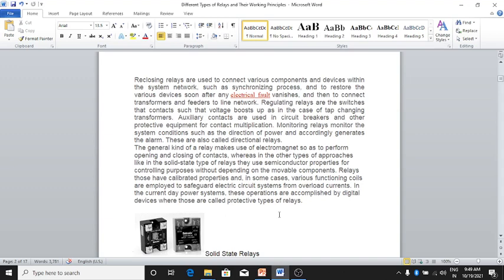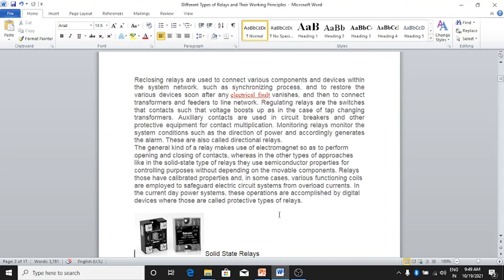These are also called directional relays. The general kind of relay makes use of an electromagnet to perform opening and closing of contacts, whereas in other approaches, like the solid state type of relay, they use semiconductor properties for controlling purposes without depending on movable components.